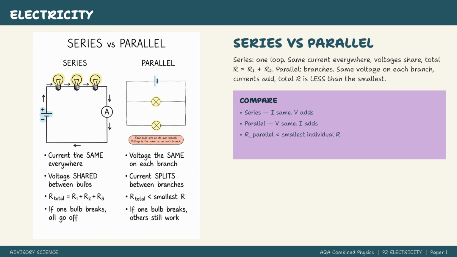Series and parallel circuits. There are only two ways to build an electrical circuit, and you must memorize their rules perfectly. A series circuit contains one single loop. Because there are no branches, the current is exactly the same everywhere in the circuit. However, the voltage from the battery is shared between the components, meaning if you add more light bulbs, they'll all get dimmer. The total resistance in series is found by simply adding the individual resistances together.